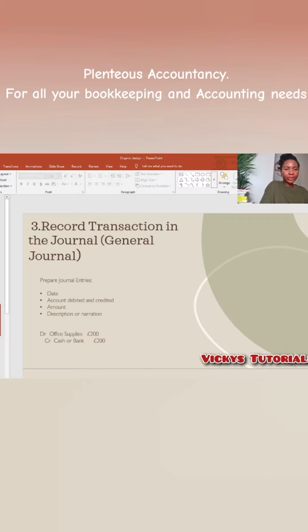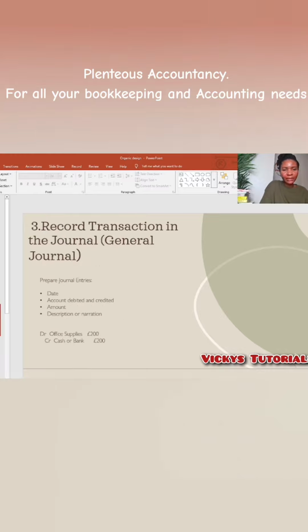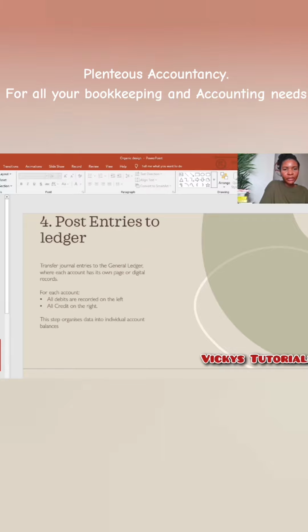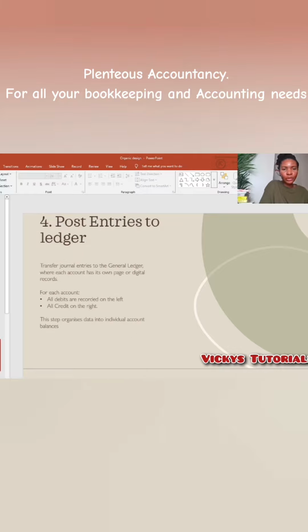Once you've completed your journal entries, the next step is for you to post your entries into the ledger book. Each item of account has its own book. For instance, the office supply has its own book called office supply account, and that is your ledger. So once you've identified what the item is and you've journalized it, the next step is for you to make those entries into the ledger account. For instance, office supply will have its own book called office supply account, and that is the ledger.